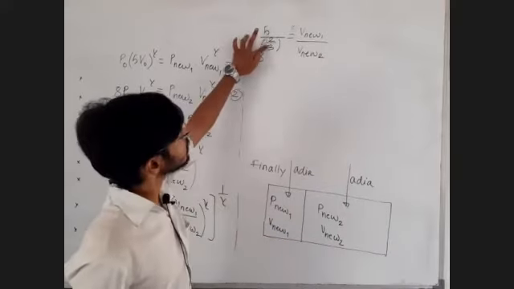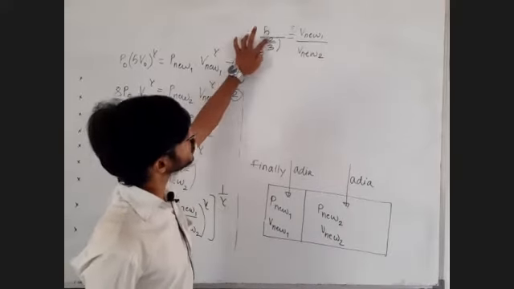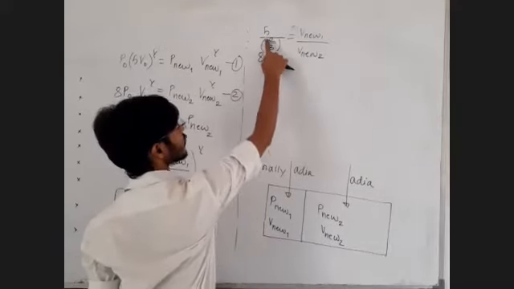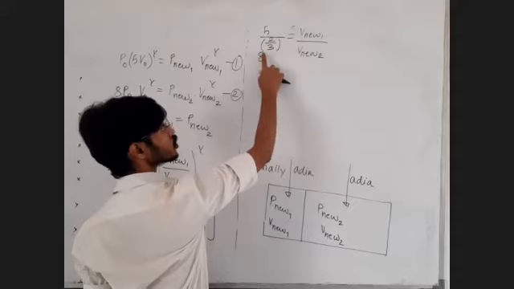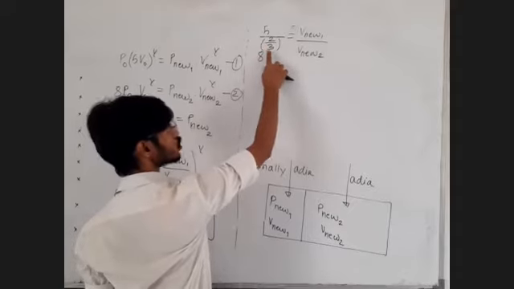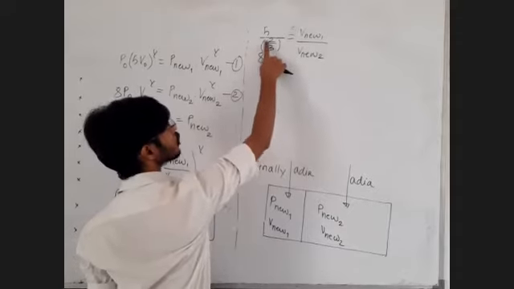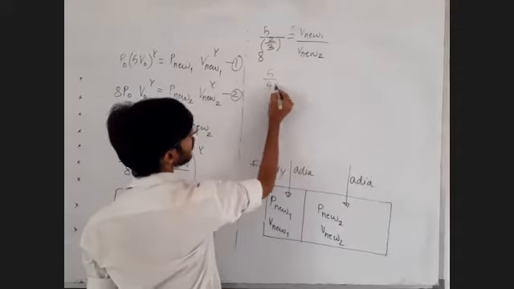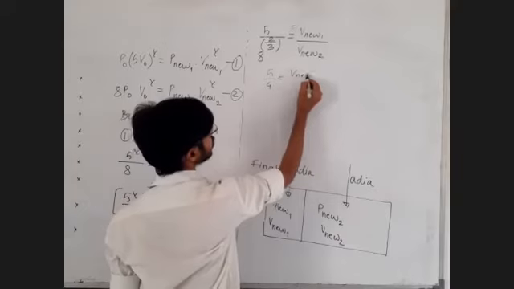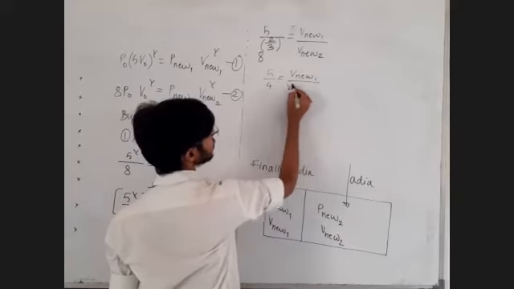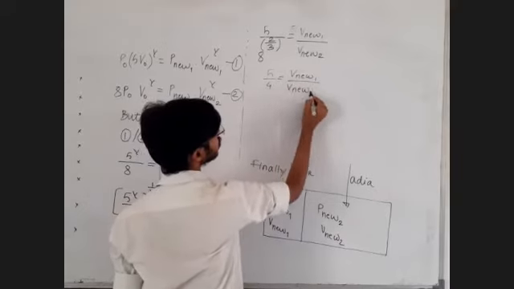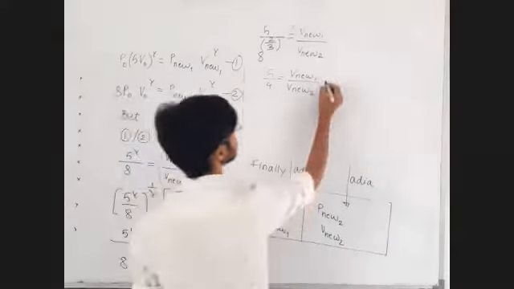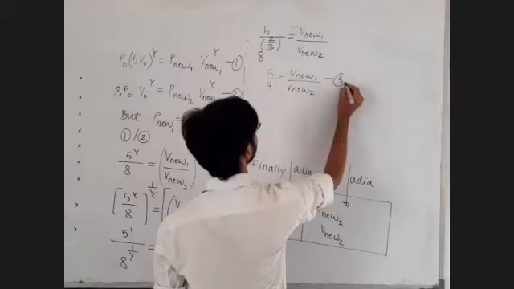Now raised to 1 by 3 means cube root and raised to 2 means square. Now 8 raised to 1 by 3 is 2. Cube root of 8 is 2, and 2 squared is 4. So 5 upon 4 is equal to V new 1 divided by V new 2. So this is equation number 3 that we have with us.